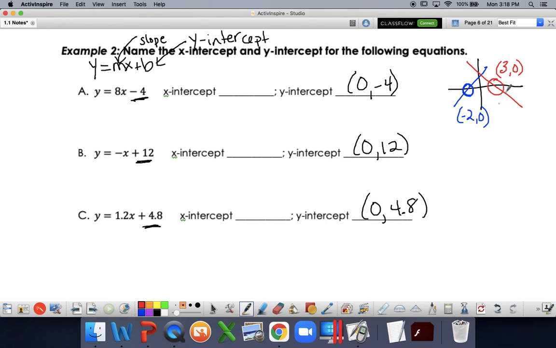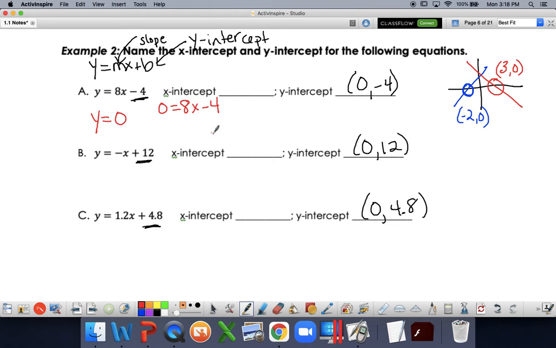What do you notice about both of these x-intercepts? What do they have in common? Well, for both of them, for an x-intercept, the y value is always equal to 0. So if I want to algebraically solve for the x-intercept, I simply make y equal to 0.